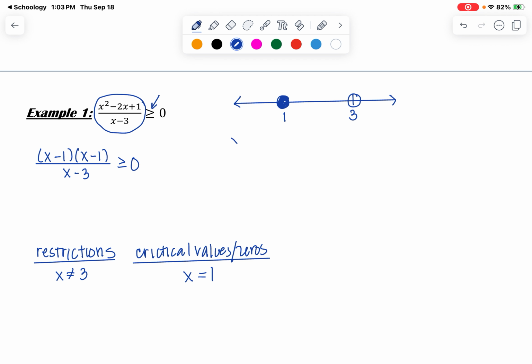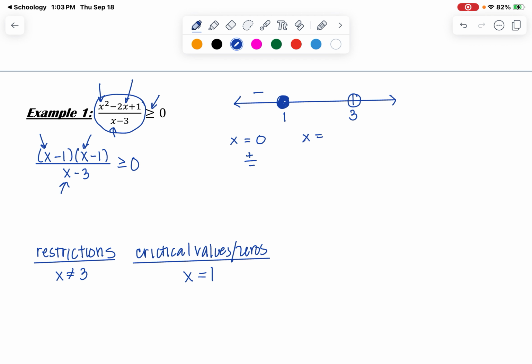So I'll try x equals 0 here, okay? When you're plugging in 0, make sure you plug it into all 3 places, okay? Or here, here, here, whichever one you want to do. I like the factored form, as we've learned in my other videos. So I have a negative times a negative in the numerator, which is a positive, over a negative, which is a negative. Now I'll test a point in between 1 and 3.